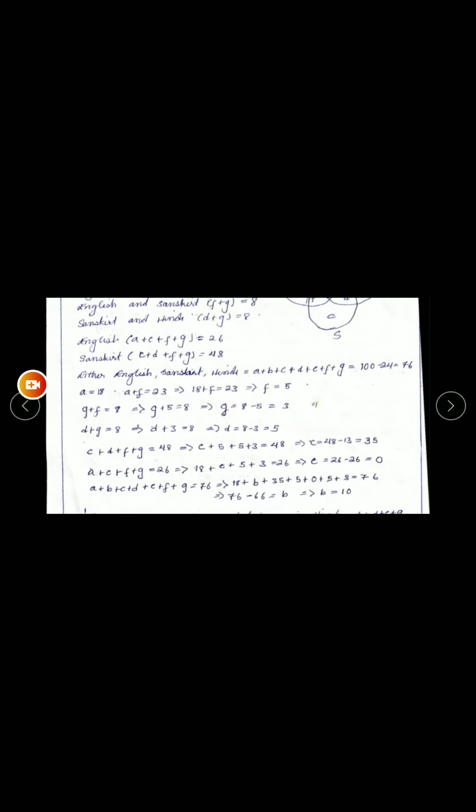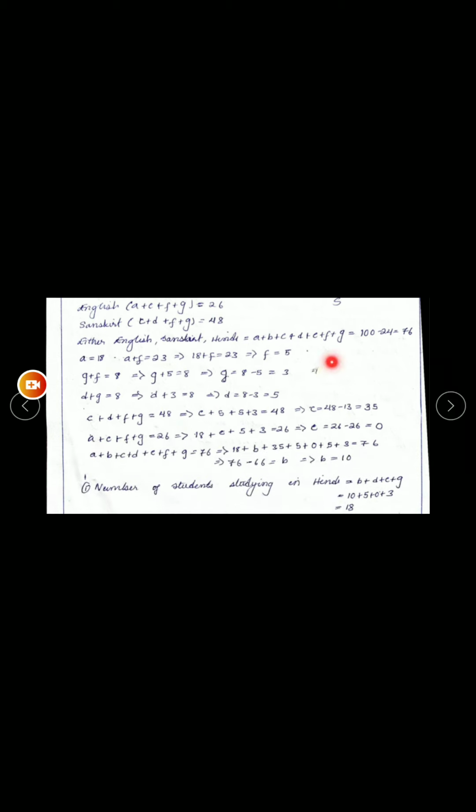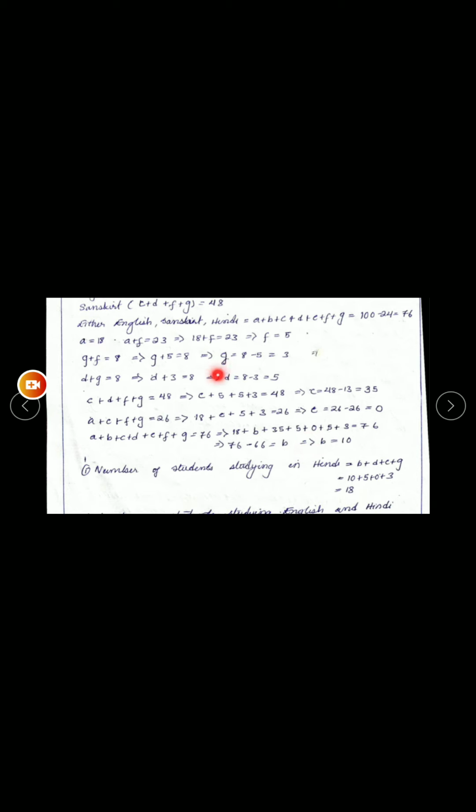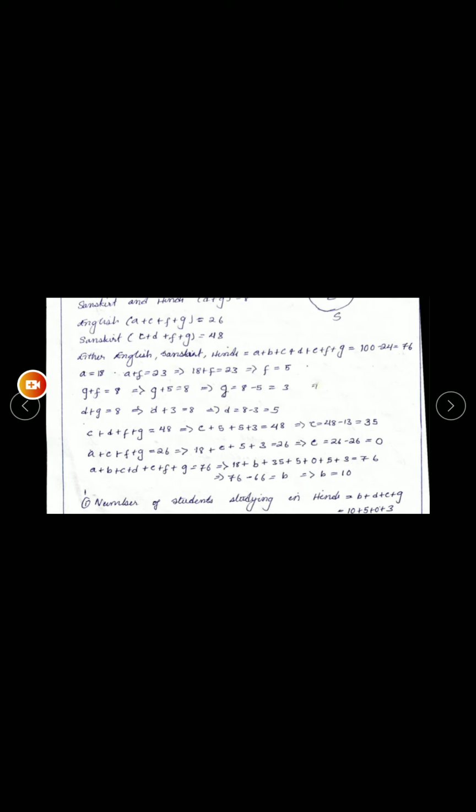So the value of G will be 3. Then D plus G means 8, we can put 3 instead of G, so the D value will be 5. Now we will take out this equation, C plus D, F, G. We already have D, F and G, we can put all those values instead of D, F and G. So the value of C is 35.